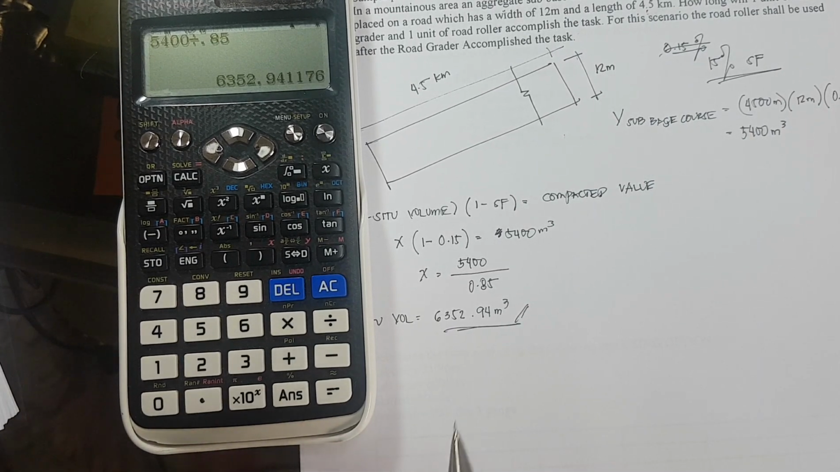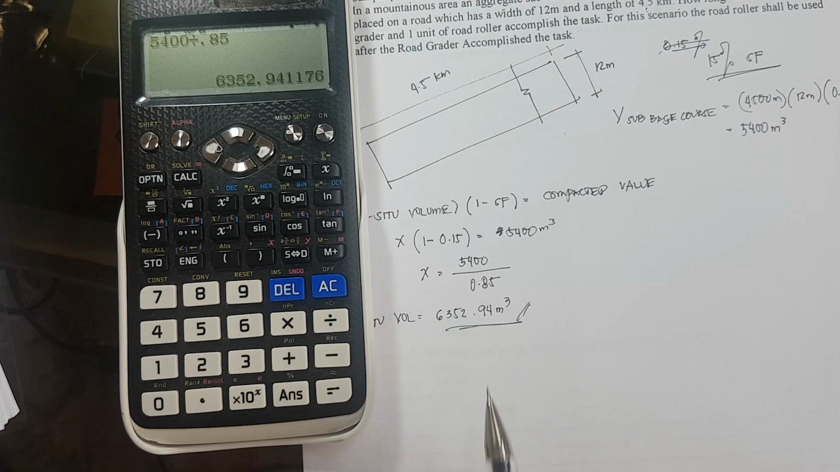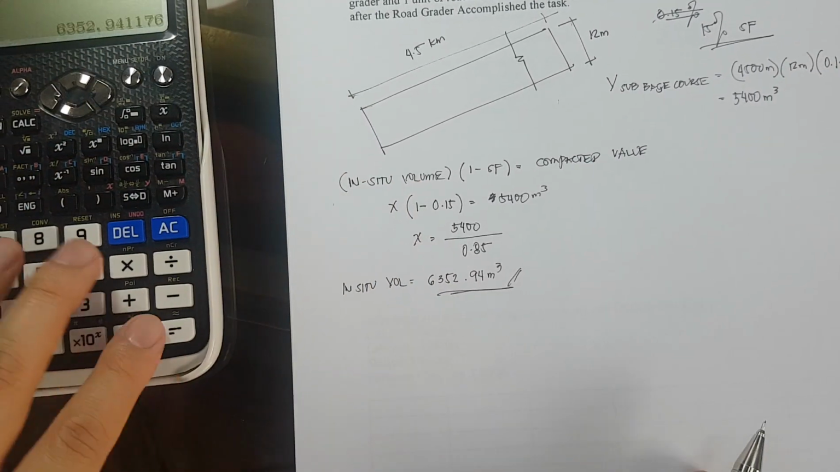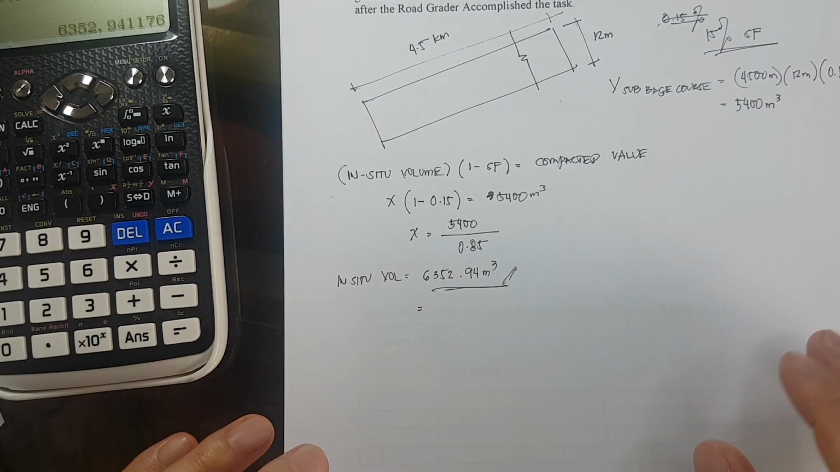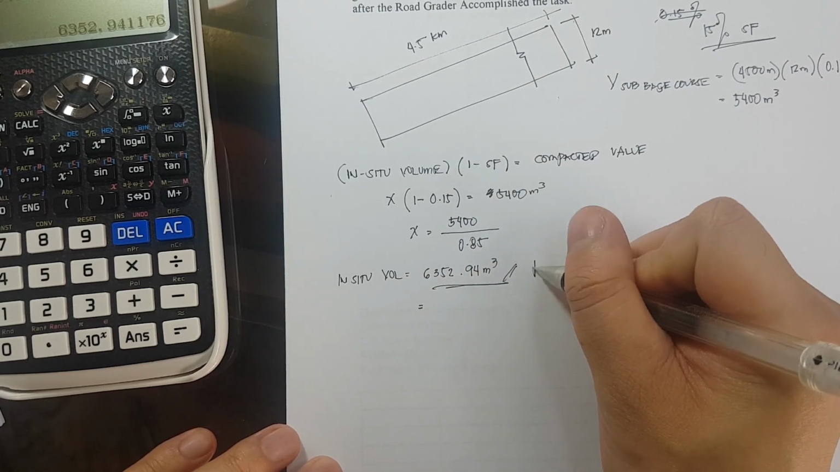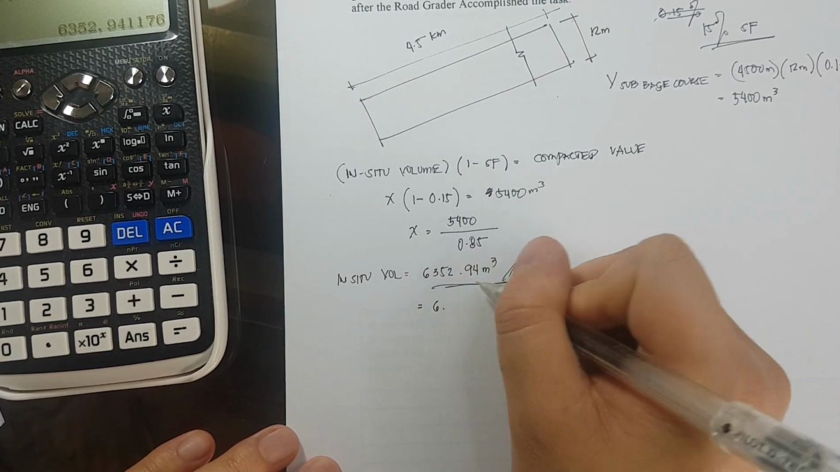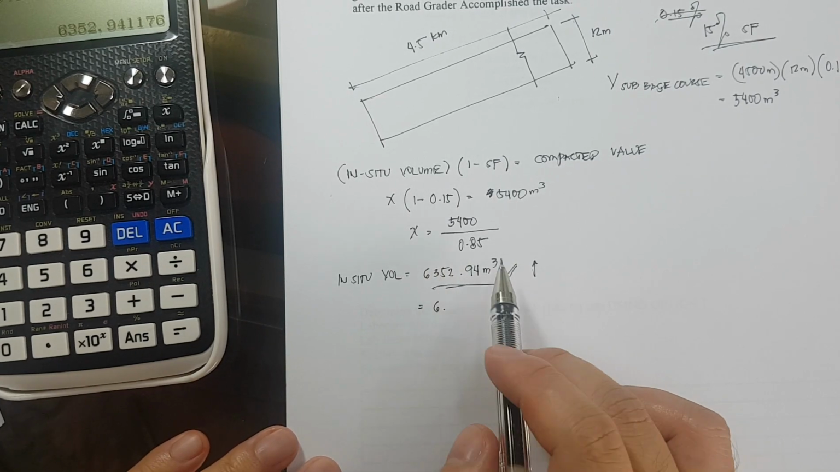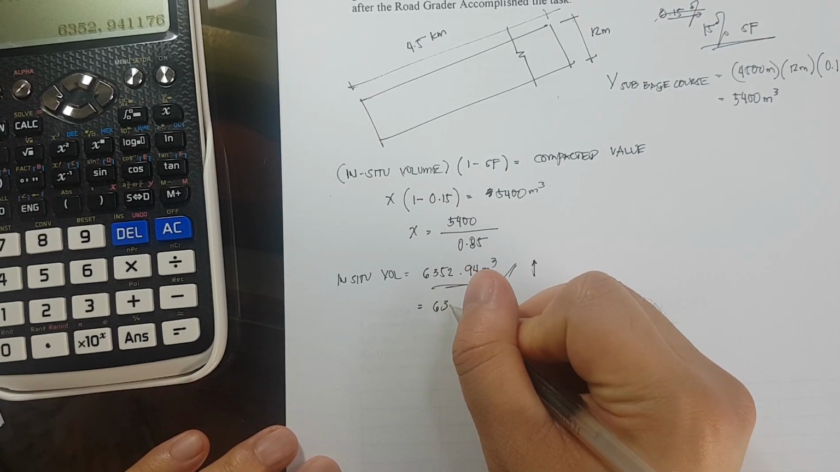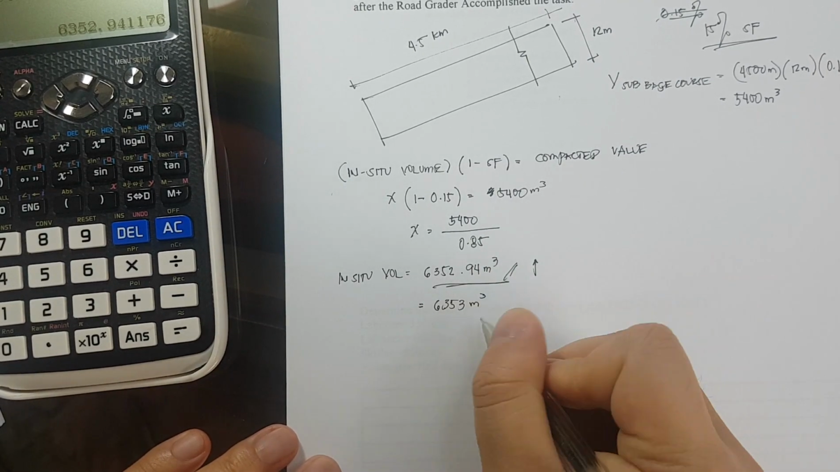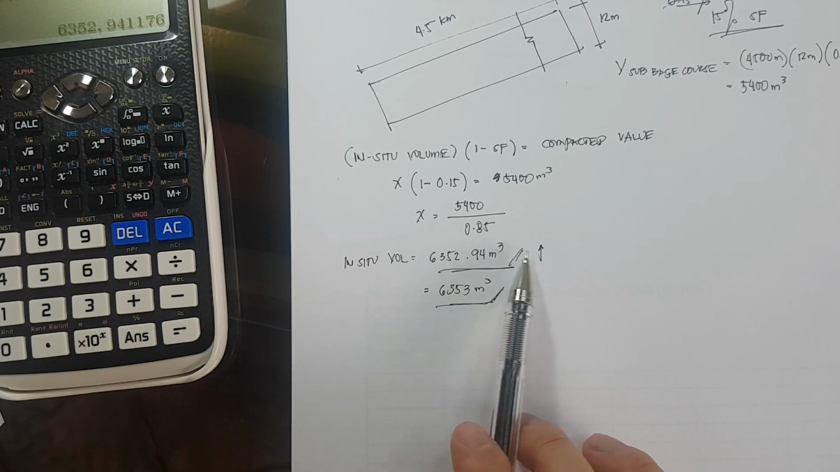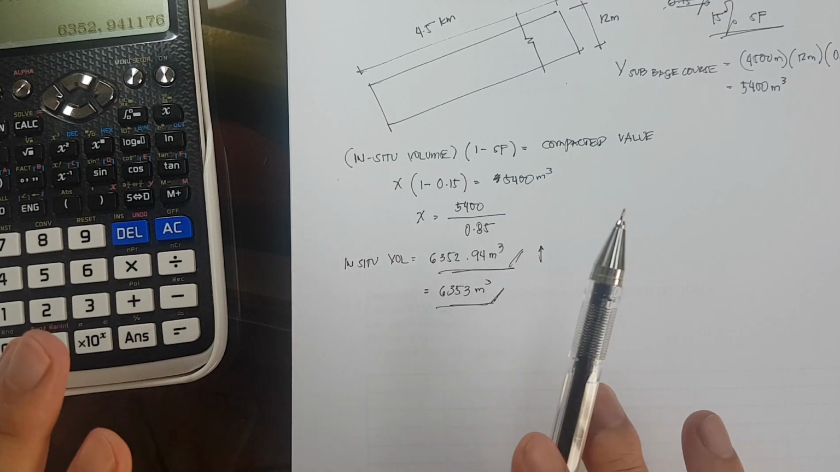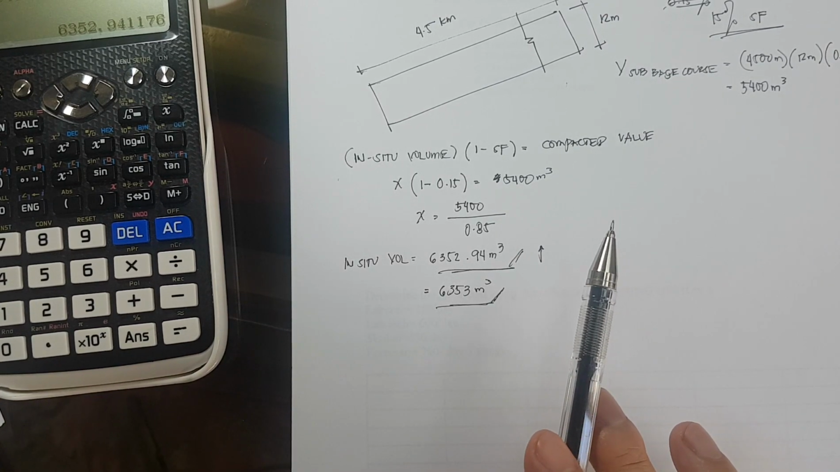Now, in terms of rounding up, mag-increase tayo ng 0.1 sa volume kasi for safety factor na rin yun. Okay? So, we are going to have here our in situ volume rounded up, and that would become 6,353 cubic meters na siya. So, ito na yung gagamitin nating volume. Ngayon, pag 0.84 yan, magiging 0.9. Okay? Pag 0.85, 0.9. Pag 0.87, magiging 0.9.